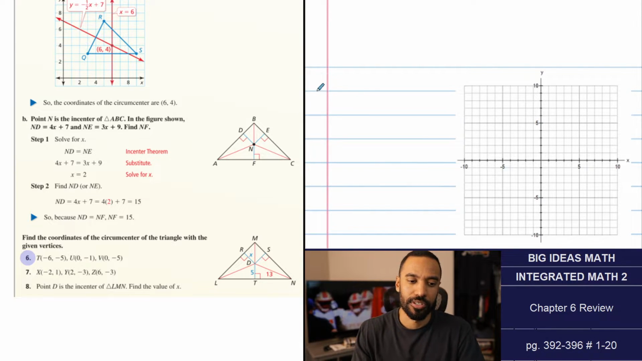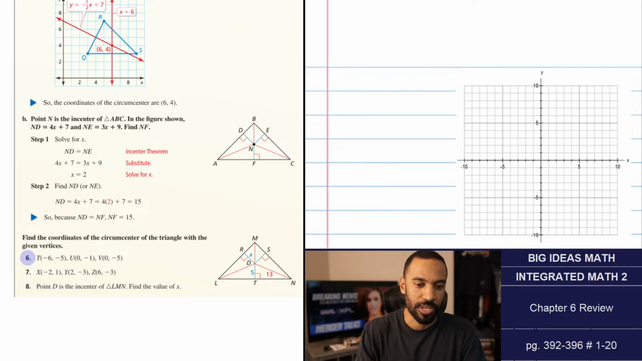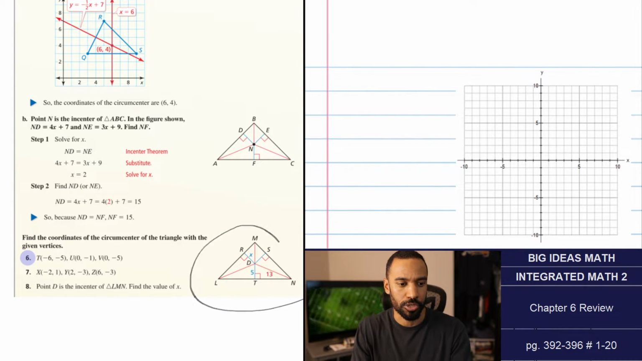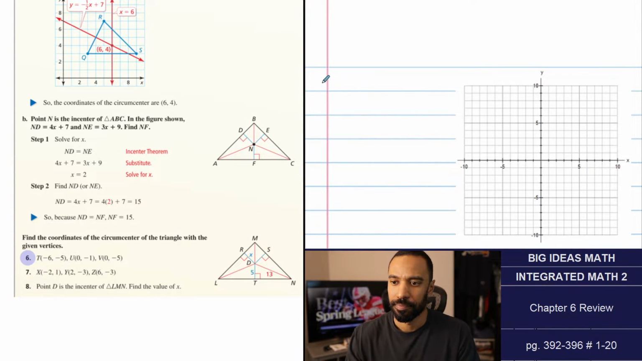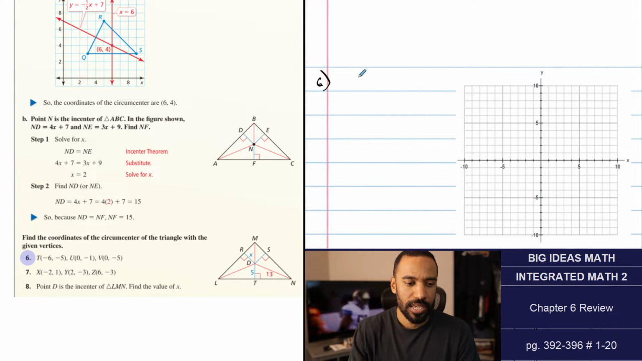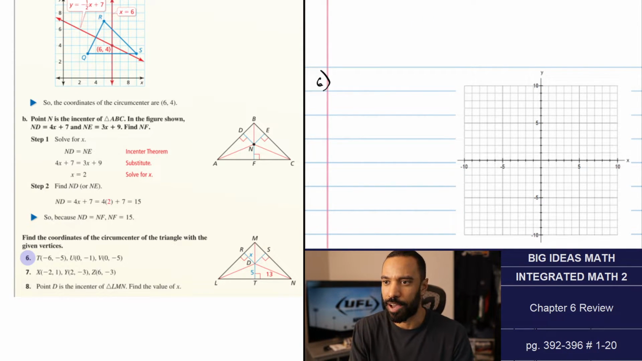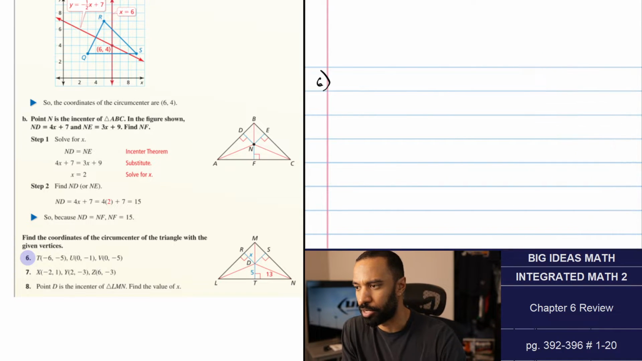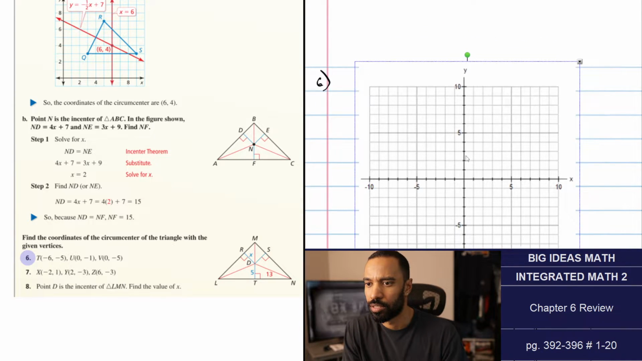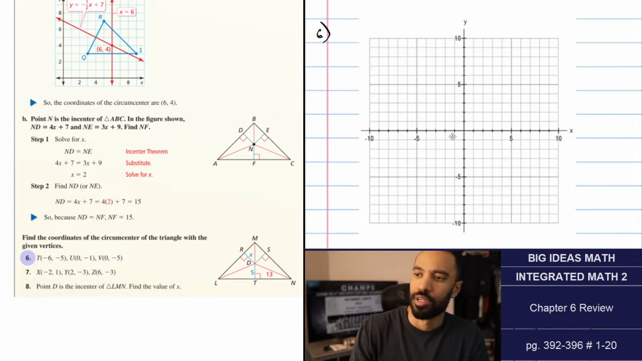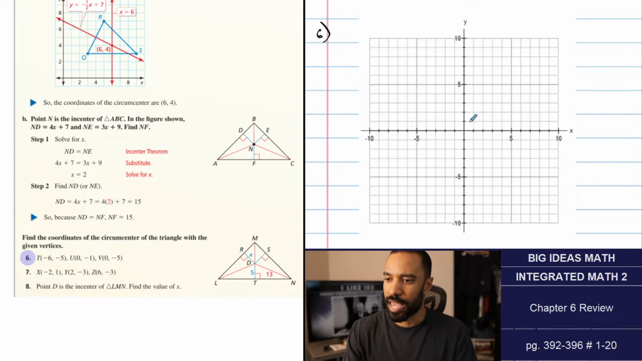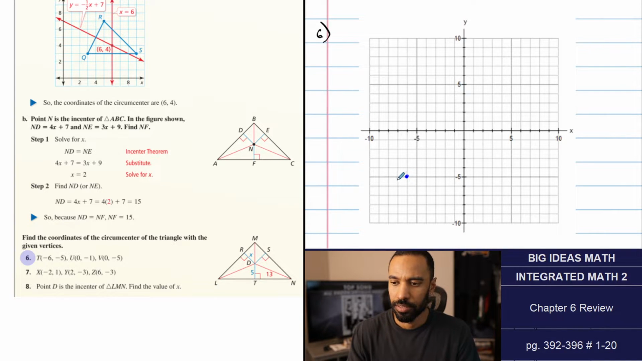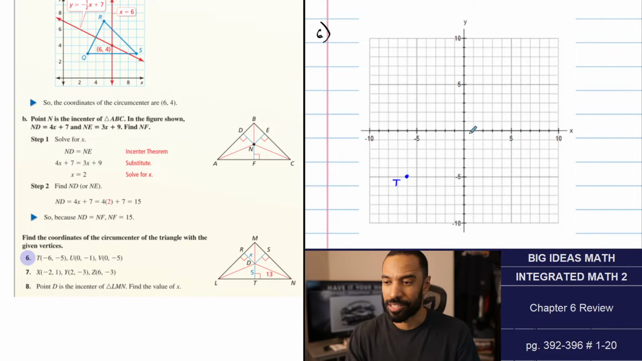number 6, find the coordinates of the circumcenter of the triangle with the given vertices. It has nothing to do with this part, by the way. We're just plotting these points here. So T is at -6, -5. I'm going to get a bigger version again, as long as you can see all that. T is at -6, -5. U is at 0, -1. And V is at 0, -5.